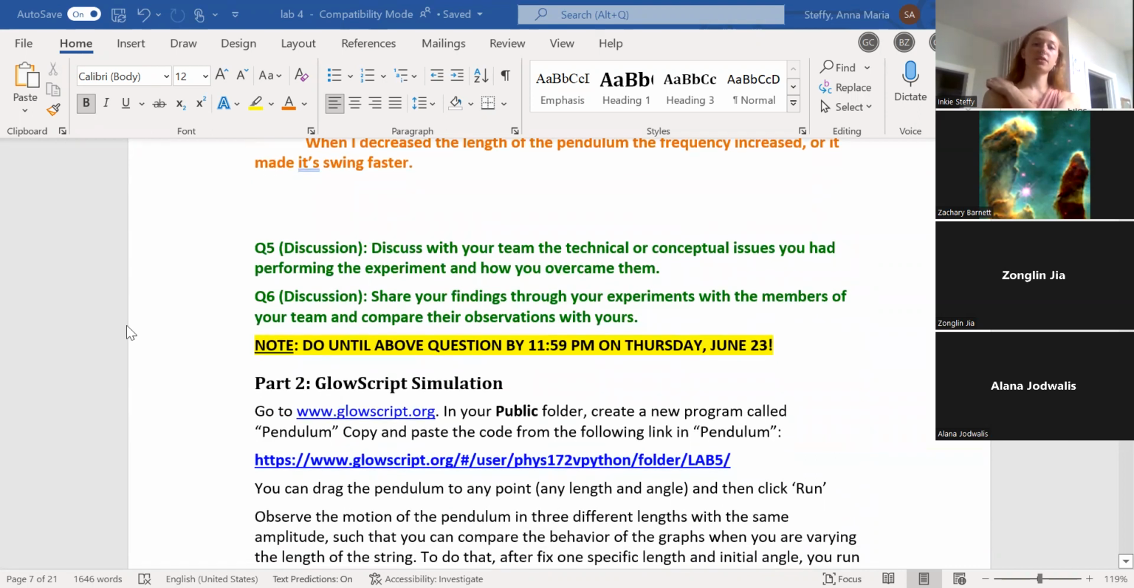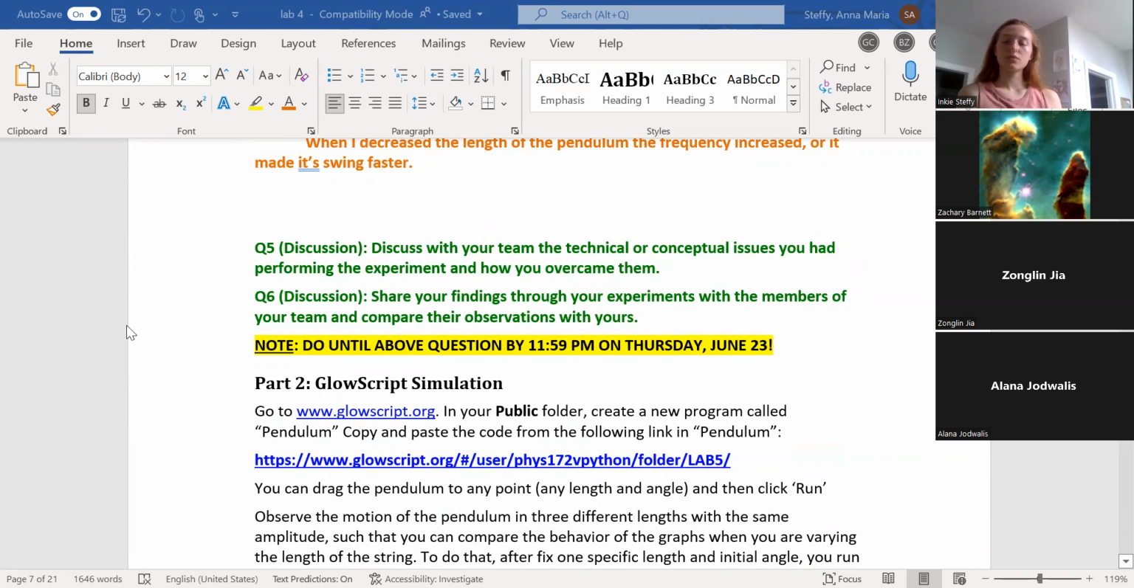So the first discussion question is, discuss with your team the technical or conceptual issues you had performing the experiment and then how you overcame them. I had a big problem trying to control the spinning of the cart, but I tried to overcome it by letting the cart reach rest before I tried pulling it and doing the recording. And also the way that I pulled it and let go of it affected whether or not it would start spinning.